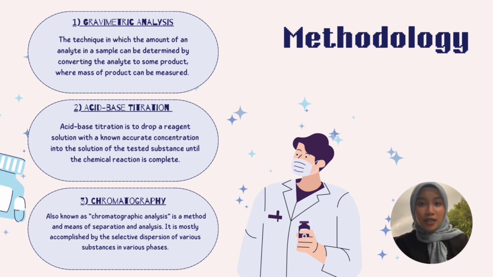Acid-base titration is to drop a reagent solution with a known accurate concentration into the solution of the tested substance until the chemical reaction is complete. Researchers can determine the content of the measured component by measuring the volume and concentration of the reagent solution.